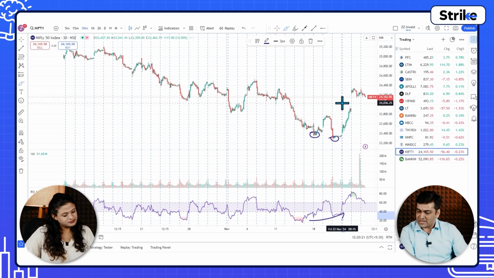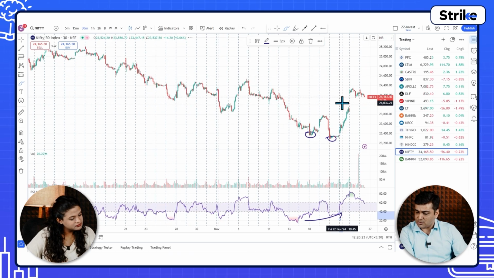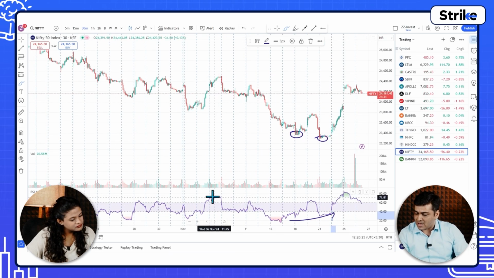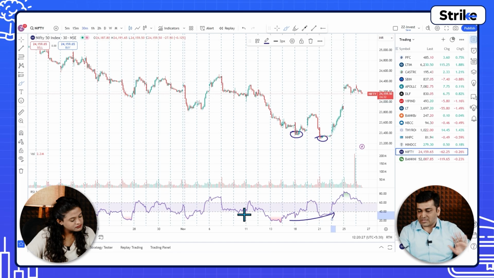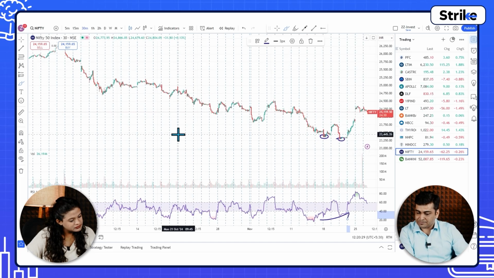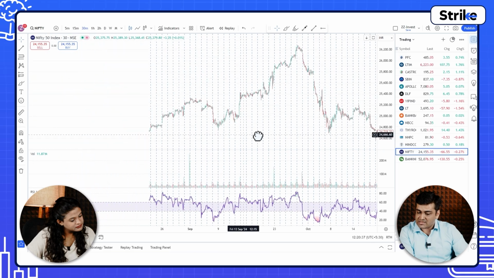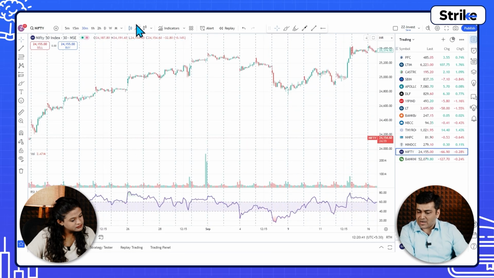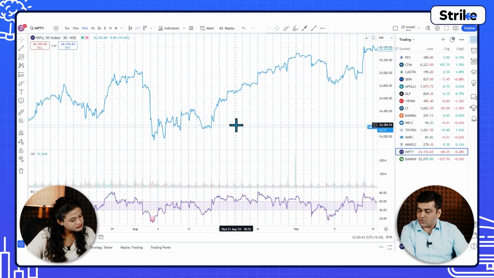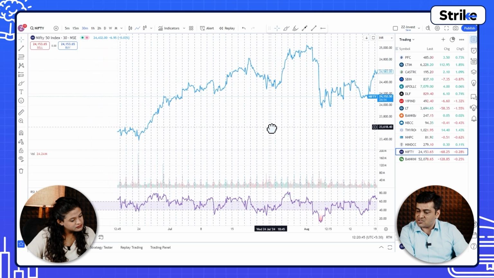All right, even while falling, see over here, prices have made a lower low, RSI has made a lower low, no divergence. So there is nothing over here. We need to find out where prices have made a higher high, but RSI has not. You can also look at the line chart if you want. So you can spot these divergences easily.